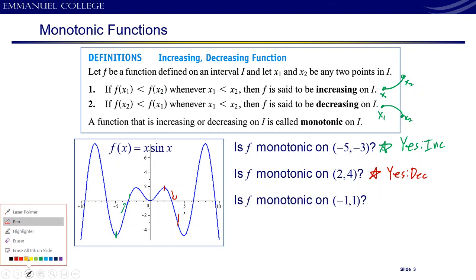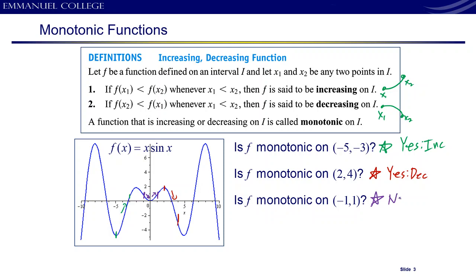Now what if we look at -1 to 1? Here's -1. There's +1. And you can see the issue here. We're decreasing until 0, at which point this function becomes increasing. So no. Let me say it the correct way. It goes from decreasing to increasing.